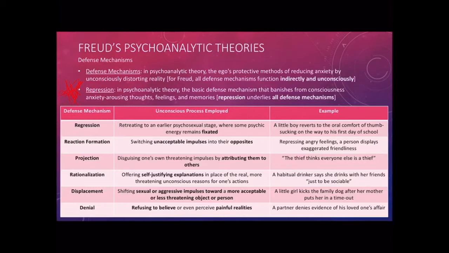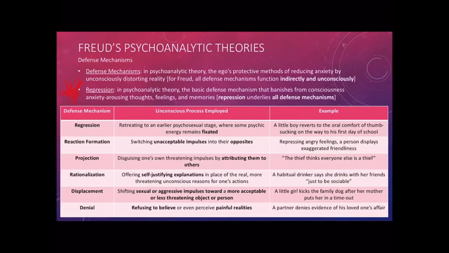Rationalization, we all do this. I dare you to go a day without rationalizing something. But this is just a self-justifying explanation. Like, if you cheated on a test, cheating's wrong, but you're like, man, this grade is so important to me and I need to get into grad school, and so just this once it's okay. That kind of self-justifying explanation is rationalization. An example would be a habitual drinker who says she only drinks with her friends just to be sociable, but it's clearly more of a problem than that.